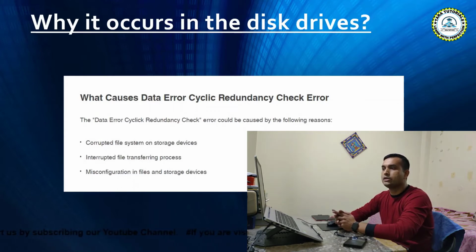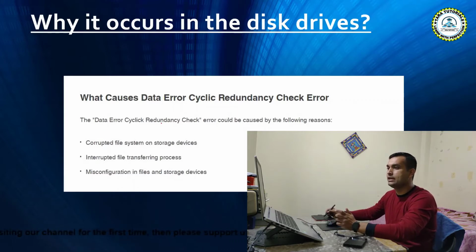So the other cause may be the corrupted file system on the storage devices. Okay, I'm using the laser pointer to explain it well. So, corrupted file system on the storage device. If there is, say, a bad sector in your disk, or some corruption in the DOS boot record, or some problem with the file allocation table in the disk, then you may get a CRC error in your disk.